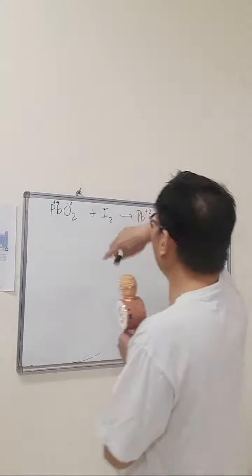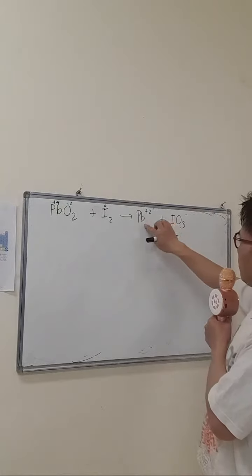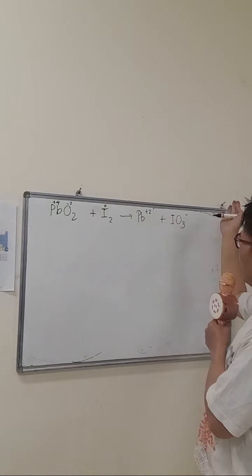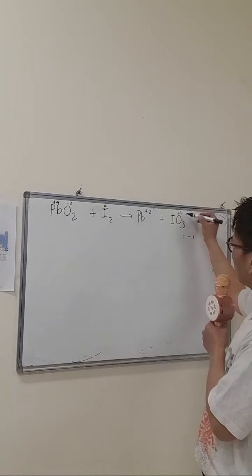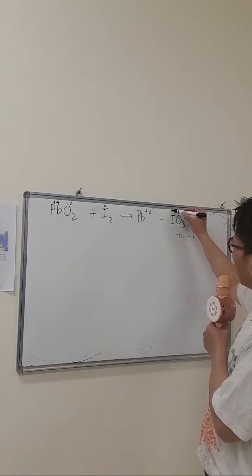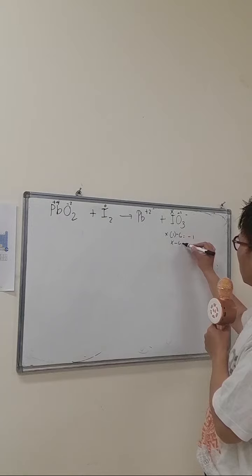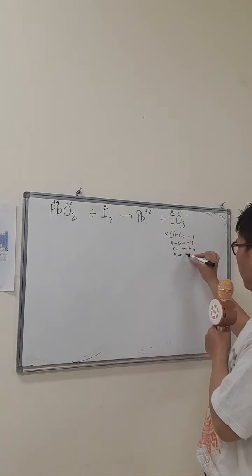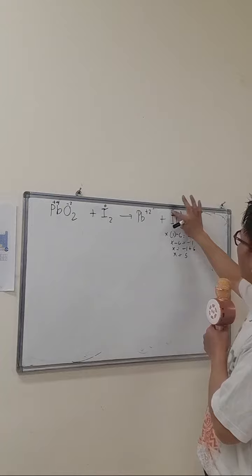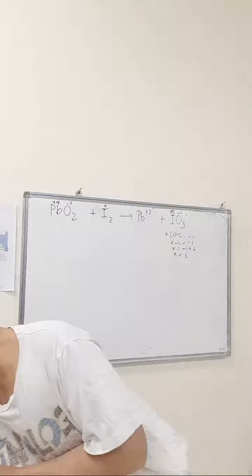And then iodine is 0 because it is a free element. Pb positive 2 already has its charge, you don't have to worry. Okay, iodate, so the overall charge is negative 1, oxygen negative 2 times 3, negative 6. x times 1, so x minus 6 is equal to negative 1, x is equal to negative 1 plus 6, therefore 5. So iodine is positive 5.